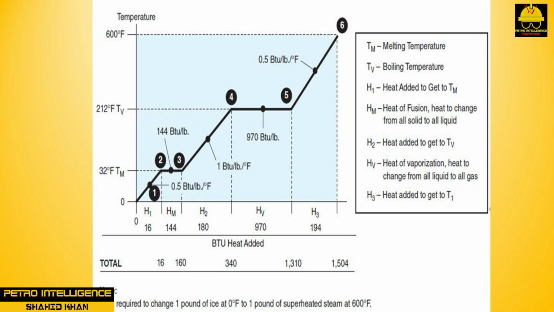1 pound of boiler feed water at 72 degrees Fahrenheit or 22.2 degrees Celsius requires 140 BTU to reach 212 degrees Fahrenheit or 100 degrees Celsius and an additional 970 BTU to change to steam. A total of 1,110 BTU is stored in the steam. In the reverse process, the energy released when steam changes to water is the latent heat of condensation.